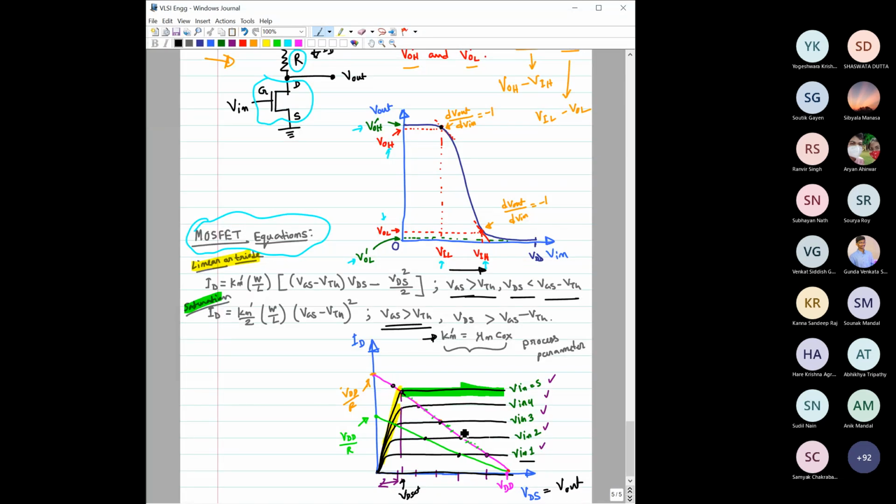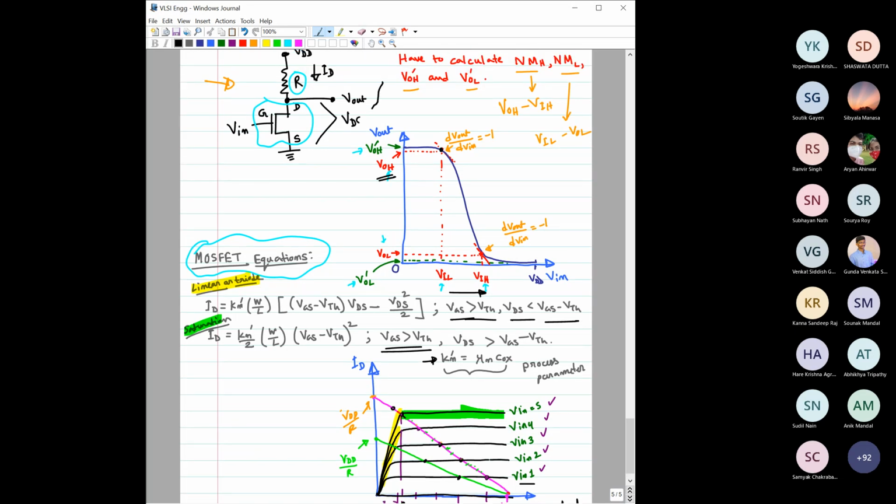Now, as your friend suggested, we have to find dV out by dV in based on this circuit, so that we can find this VOH. Is the transition faster for green or pink? Please explain why. For a certain change in voltage, what is on the x-axis? Where is the output voltage? Here is the output voltage. V output is nothing but VDS. I told you yesterday.